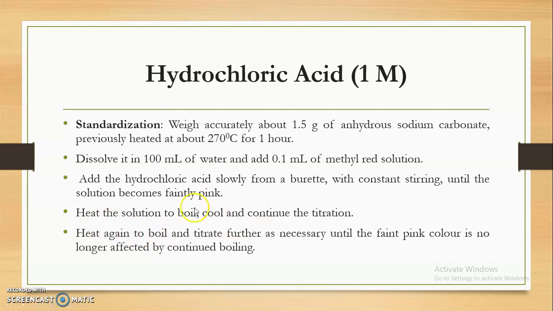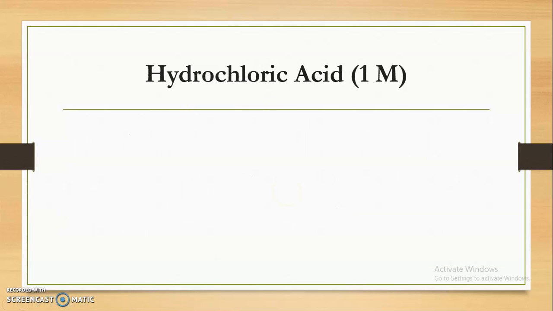Heat the solution to boil and continue the titration. Heat again to boil and titrate as necessary until the faint pink color is no longer affected by continued boiling. In this way, standardization of hydrochloric acid is carried out. So this is about the hydrochloric acid. Then we will see what is the reaction.